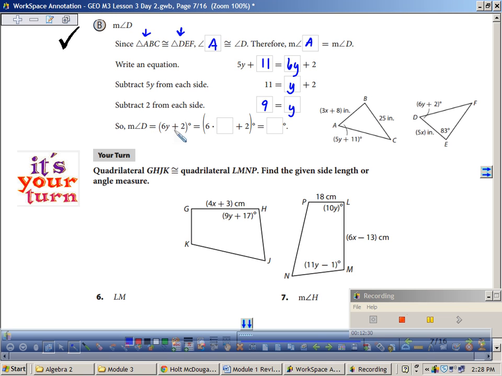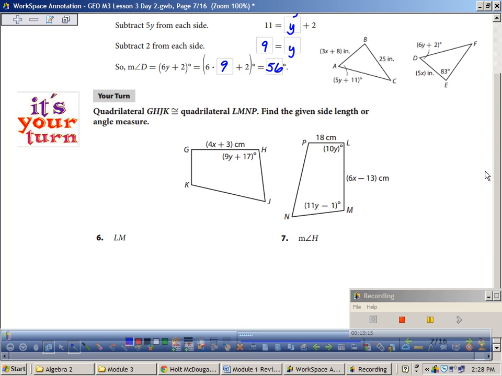So measure of angle D equals 6y plus 2. Well, we know what y is, so let's substitute. What is y? 9. So 6 times 9 is 54. Add 2. 56. What if I did 5y plus 11? What would that equal? Same thing, right? 5 times 9 plus 11. 45 plus 11, 56. So we must be right, correct?